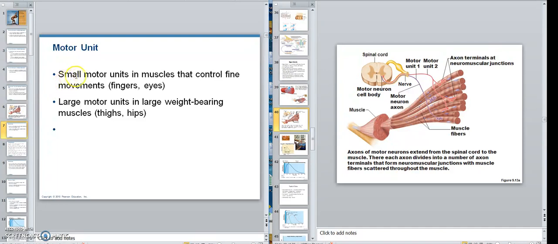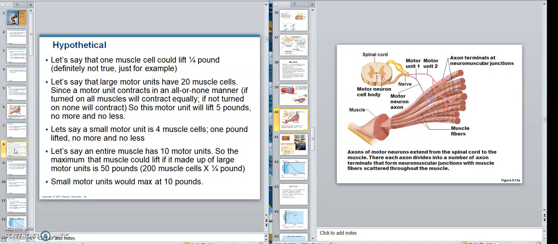Motor units. Small motor units are in muscles that control fine movements like your fingers and eyes. Large motor units are in large weight-bearing muscles. Okay, so that's what you're looking at. Large motor units and small motor units.